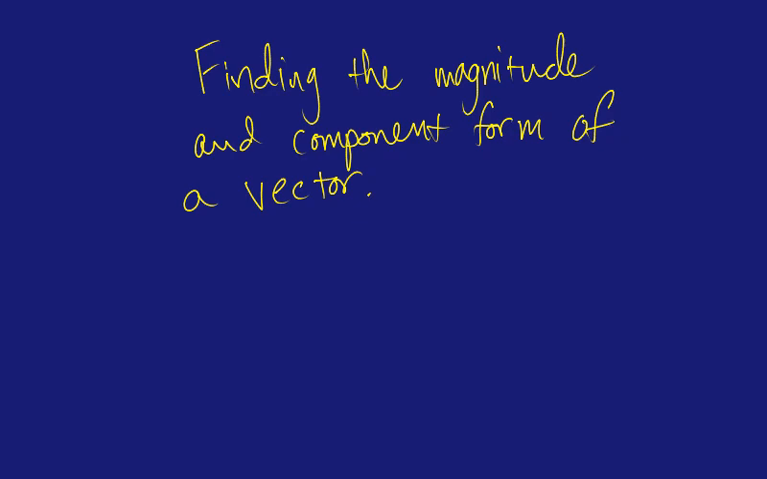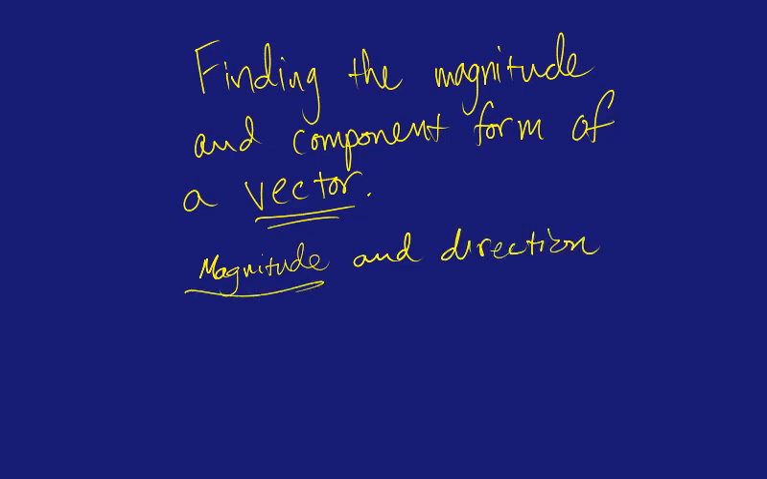So one thing about a vector is that a vector is a quantity that has two quantities that go with it. It's got magnitude and it has direction. And so this video is going to be about the magnitude.